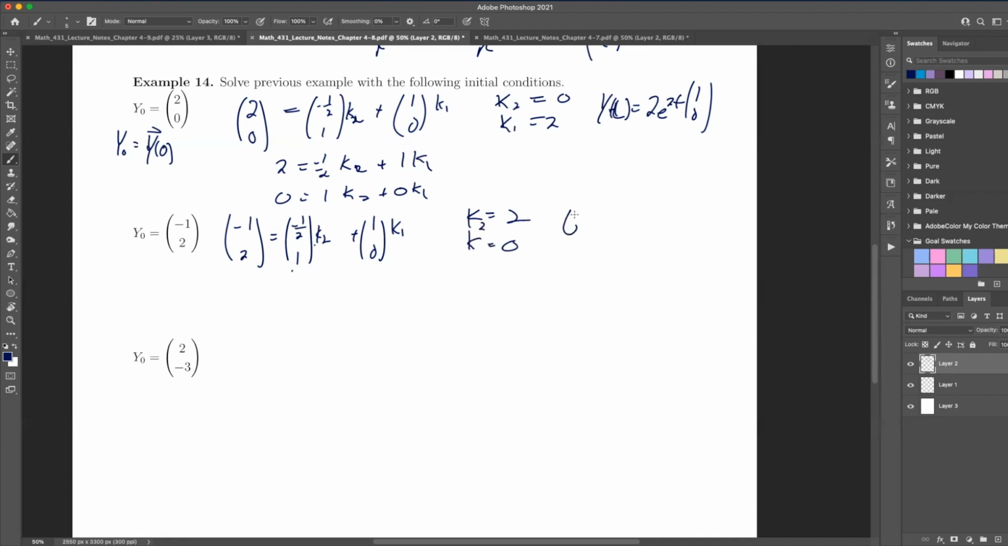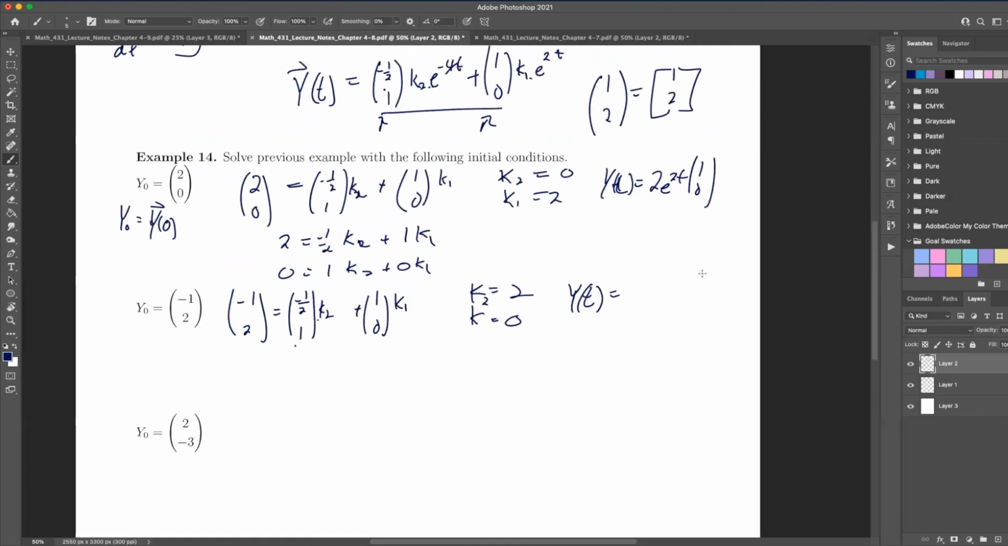And so here we have our function y of t is equal to, hold on, my brain just keeled over and died.